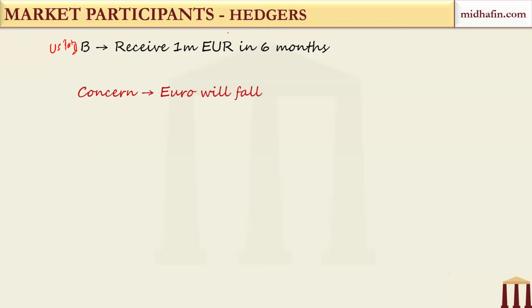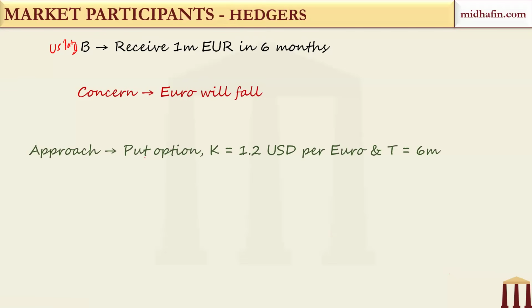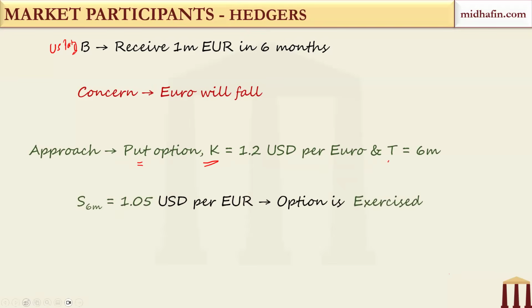So what should be the approach? Which option should be used, call option or put option? Very good. A put option should be used. Let's say this is the strike price which was available, $1.2 per euro, and the time is 6 months. So if after 6 months the price becomes $1.05 per euro, the option will be exercised, correct?